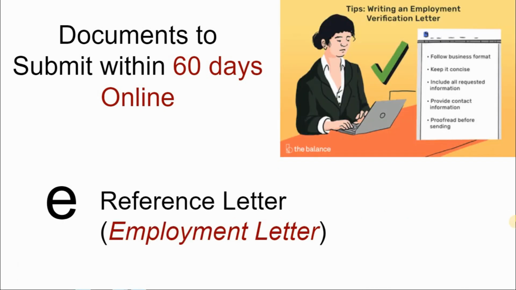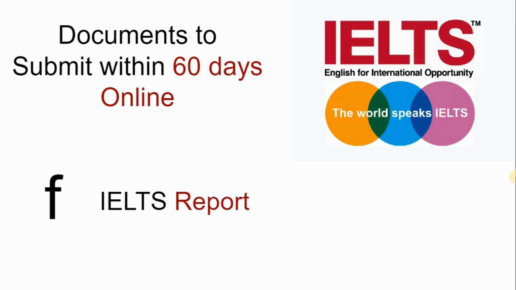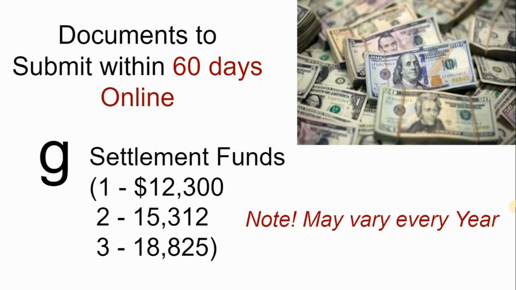The fifth is your reference letter or your employment letter, and this must be written on a company letterhead, must be signed by a company representative, and you have to mention the start and end dates of employment and the detailed description of position and duties, and also the salary. The sixth one, guys, is going to be your IELTS report. The seventh is your settlement funds, so 12,300 Canadian dollars for one person, 15,312 for two, and 18,825 for three, and so on and so forth.